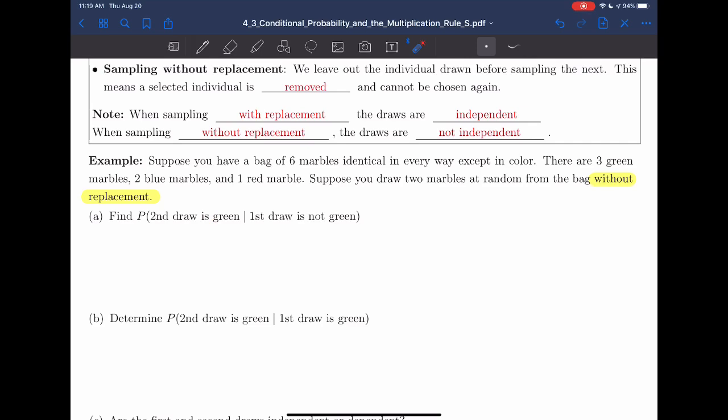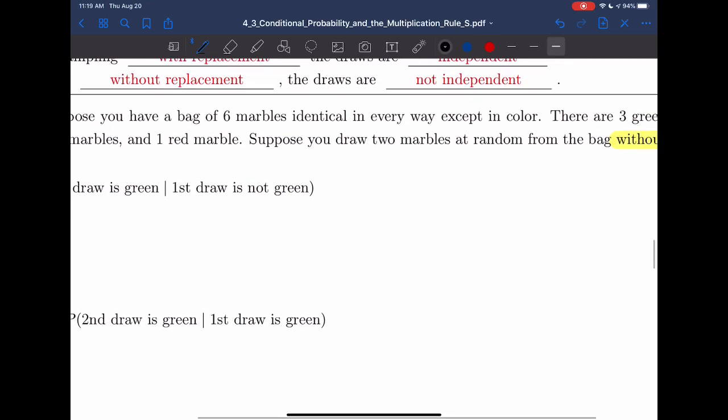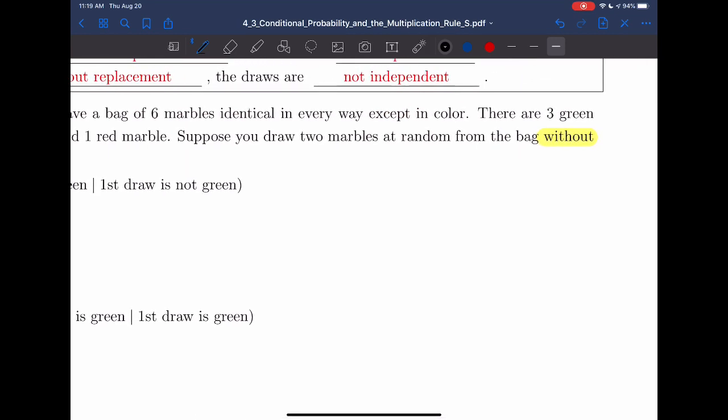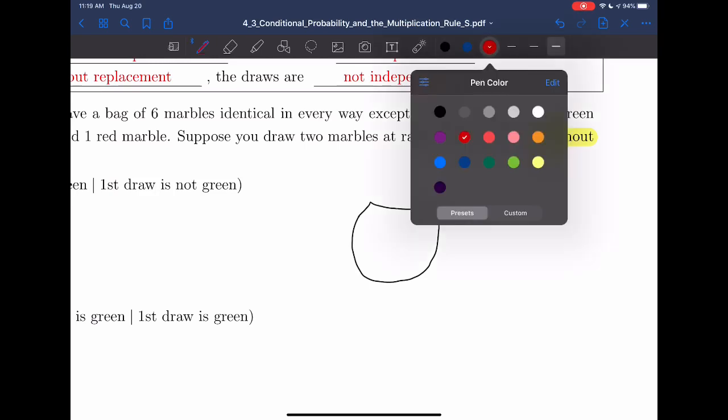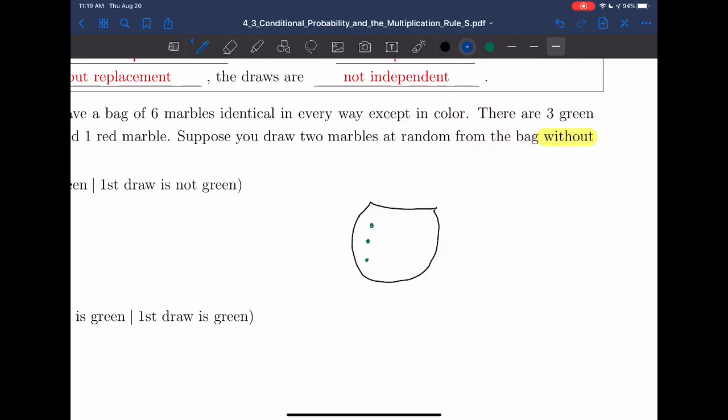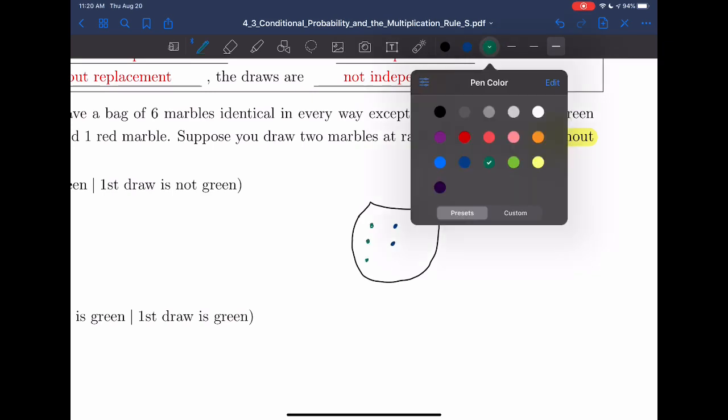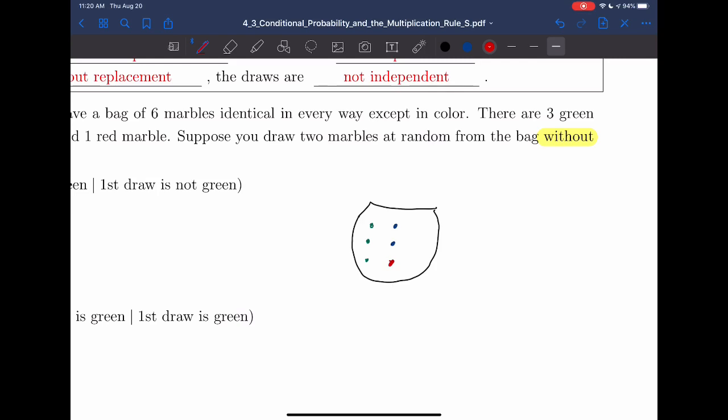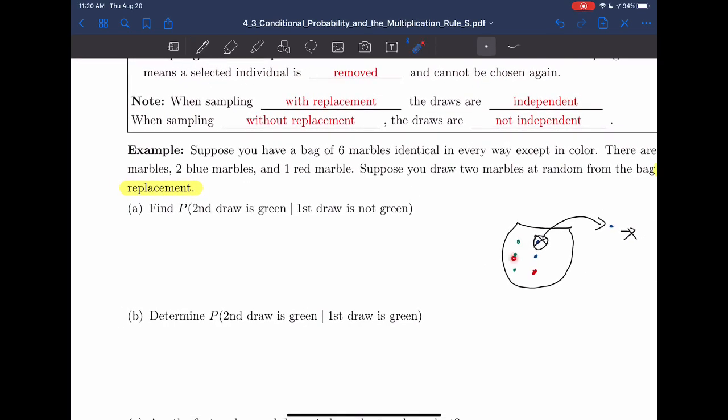And we want to find the probability that the second draw is green, given that the first draw was not green. So if you want to visualize this, let's draw a small bag, and there are 3 green marbles, 2 blue marbles and 1 red marble. If we pick one at random that's not green, let's say this is a blue marble, and since this is without replacement, we take it out.